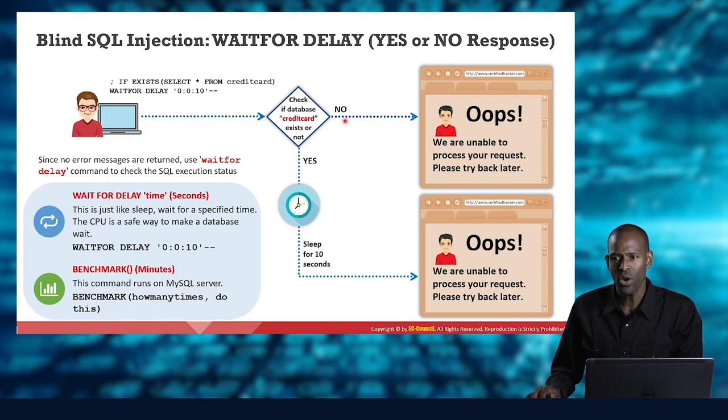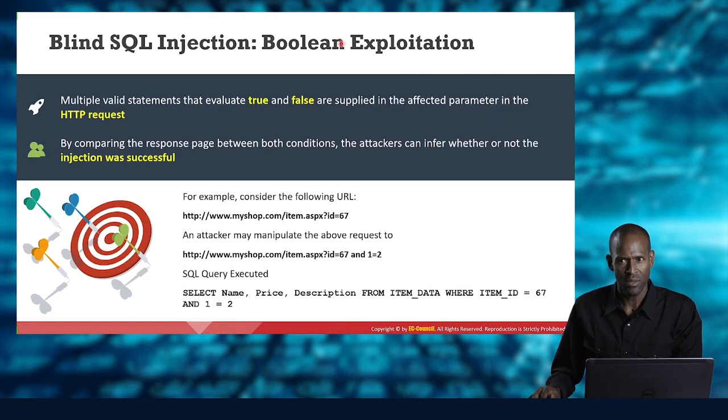If it's yes or if it's no, that delay helps us determine how long that response took, and it can give us information on whether that information actually exists. Is there a credit card table or not? Depending on how fast we get that response back, we can measure it and use it for further attacks. There's also Boolean exploitation.